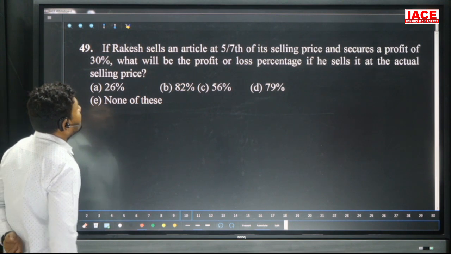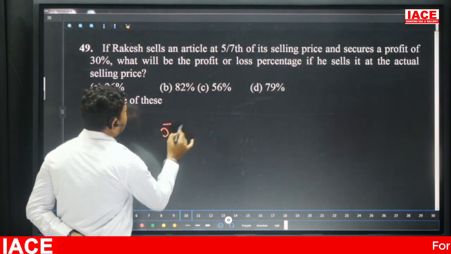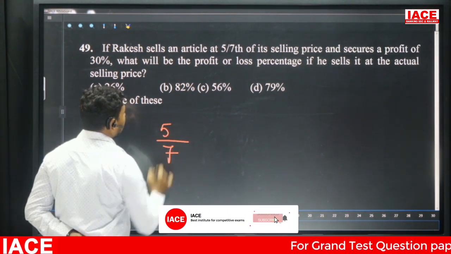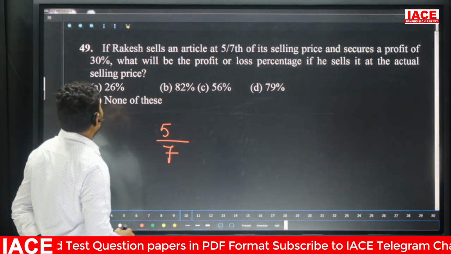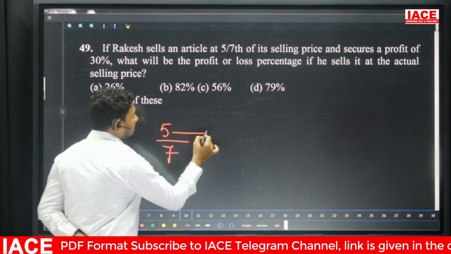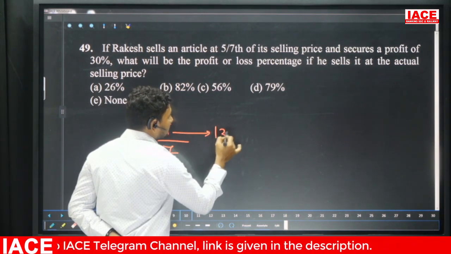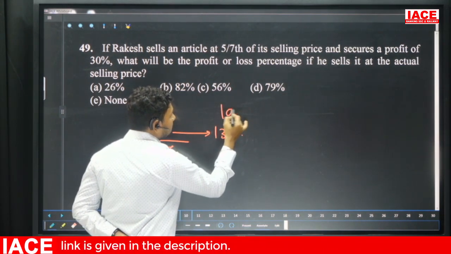Here, if Rakesh sells an article at 5 by 7th of its selling price, so secures a profit of 30 percentage. 5 parts is equal to 130 percentage. Cost price is 100 percentage.